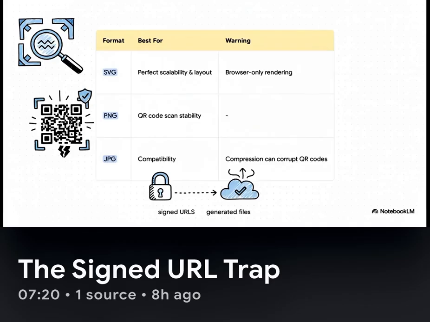Now you might be thinking, hang on, why create 3 different formats? And that's a great question. It's all about being practical. See, SVG is awesome for web layouts because it can scale up or down forever without losing quality. PNG, that's your go-to for QR codes. It's super sharp, which means it scans reliably. And JPG? Well, JPG is kind of for backward compatibility, for those older systems that might throw a fit with the other formats. But you gotta be careful. Its compression can sometimes mess up a QR code. By making all 3, you're basically making sure your asset is gonna work no matter where it's used.